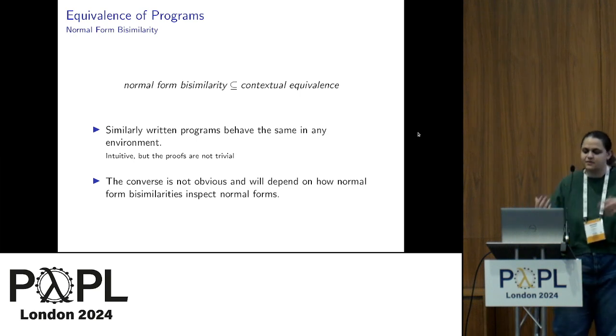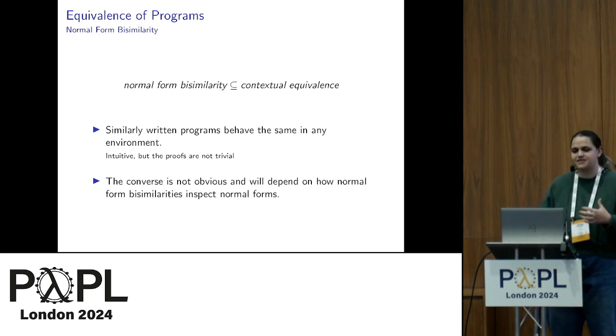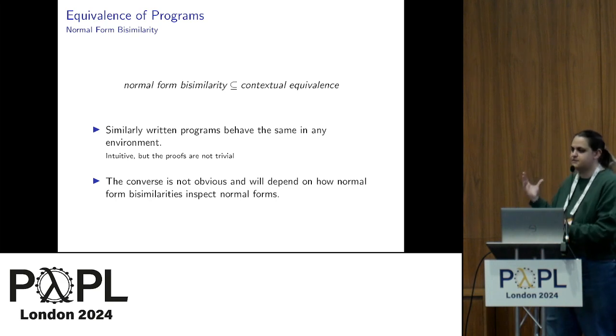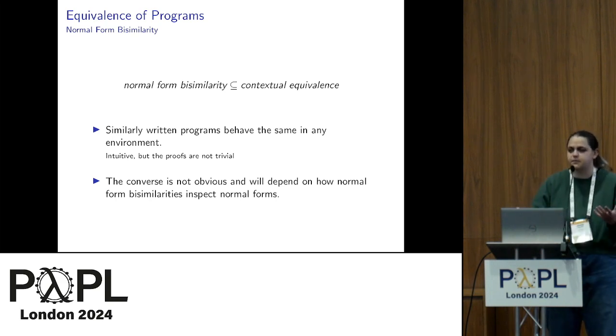So now, usually, normal form bisimilarity is included in contextual equivalence, and the converse is not always true. It's somewhat intuitive to see that it's included in contextual equivalence because similarly written programs will behave the same way in any context. It's intuitive, but the proofs are usually not trivial. And the converse is not really intuitive, and it's often not true. Why would two programs that do the same thing be written in the same way?